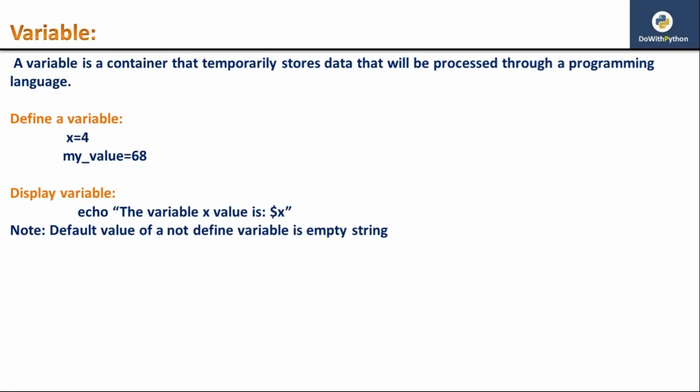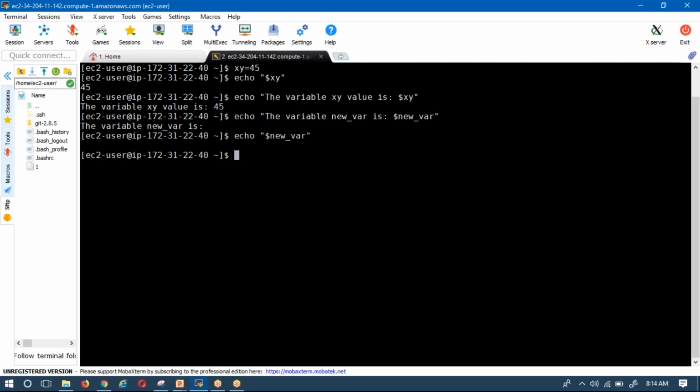Then next, how to delete a variable? Suppose you defined some variable somewhere, but I don't want to keep that. I want to delete that. Then how can you delete that? It's very simple. Using the unset command, you can delete your variable value. Let me show that.